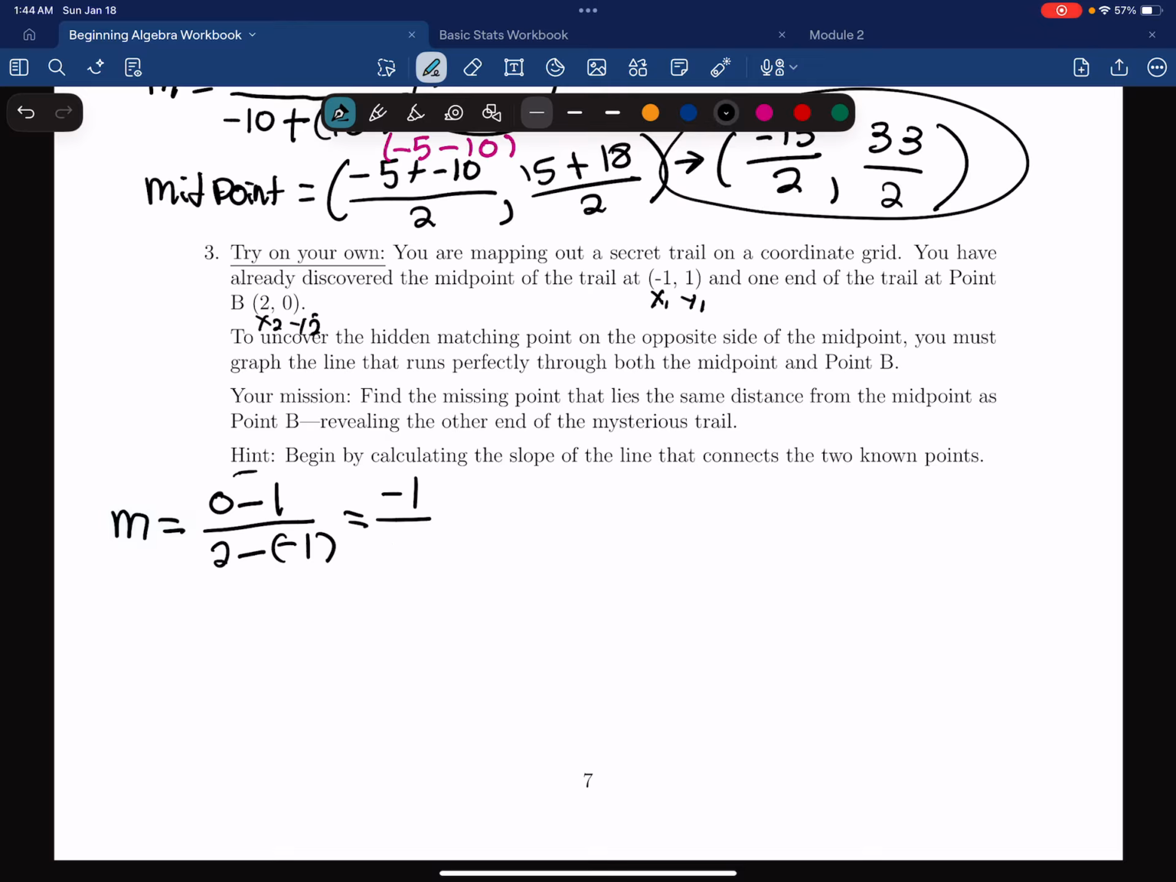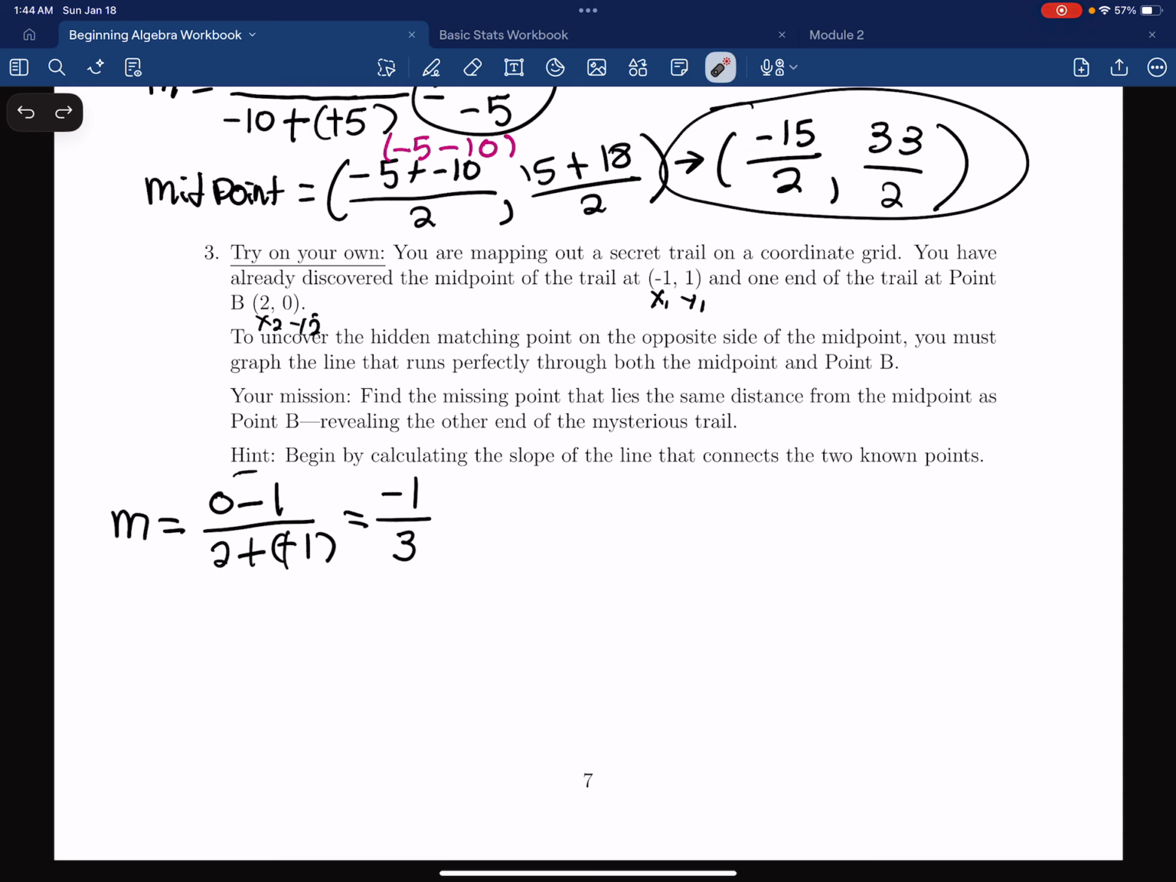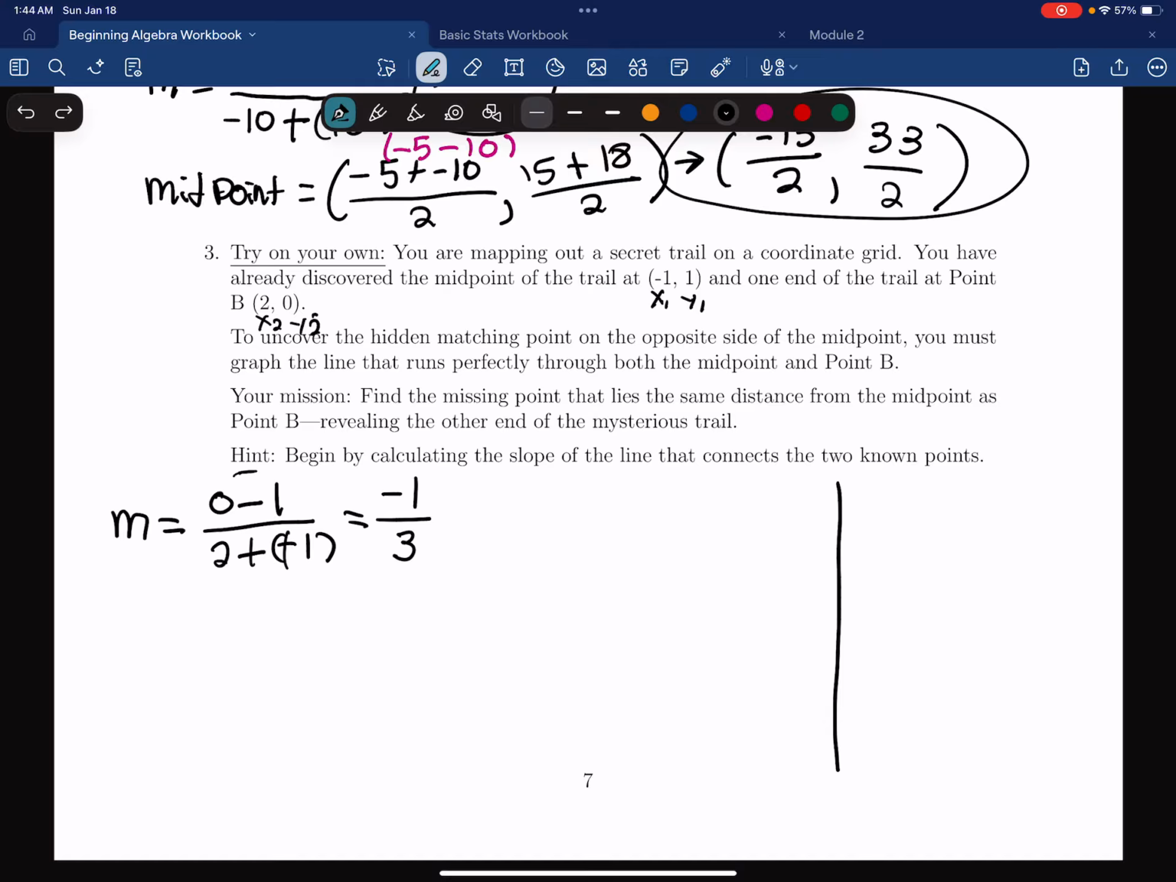And then 2 minus -1, well, because we're subtracting the negative, this becomes addition. So we have 2 plus 1, which is 3. So this is your slope. Sorry, that's not your answer. That's your slope. So now that we have the slope and these 2 points, we can graph this linear equation. And when we do this, we can find the other missing point.